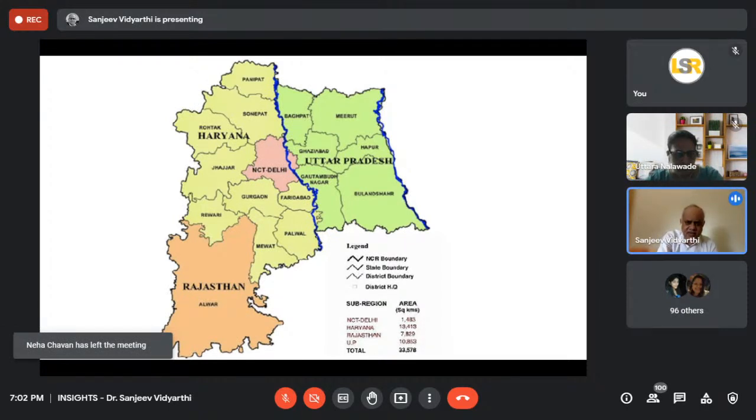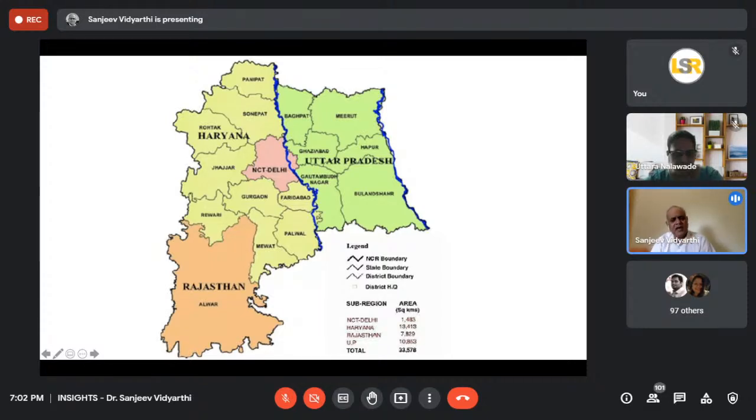NCR centers on the NCT, which is the National Capital Territory. So NCT of Delhi, which is right at the center, but NCR includes districts from the surrounding states. Haryana, Uttar Pradesh, and Rajasthan. So all of this is NCR. And this is sort of the area.